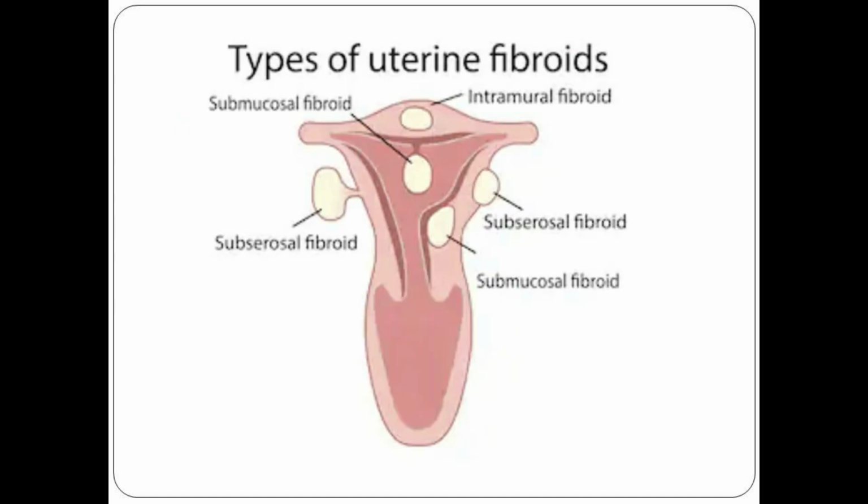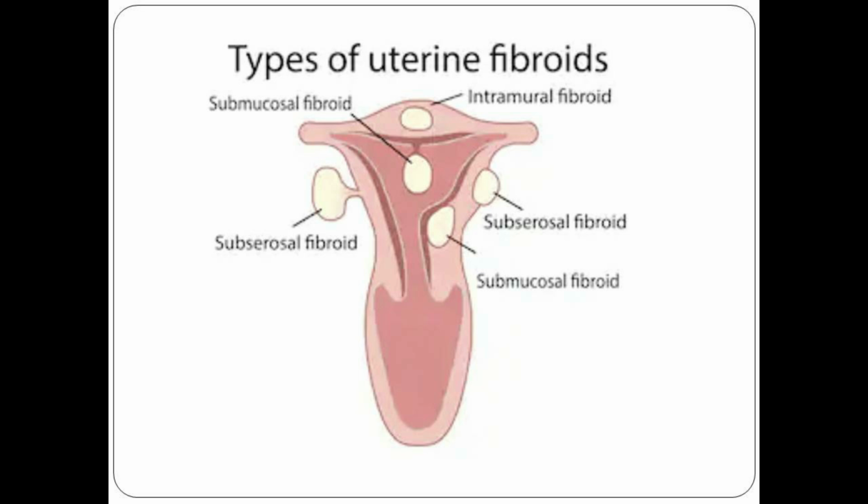This is the image showing the different types of uterine fibroids. Here you can see that an intramural fibroid is the one which is lying within the myometrium of the uterus. Mostly it is not distorting the endometrial cavity. However, if it is of large size, it can push the endometrium anterior or posterior depending upon where in the uterus it is arising.